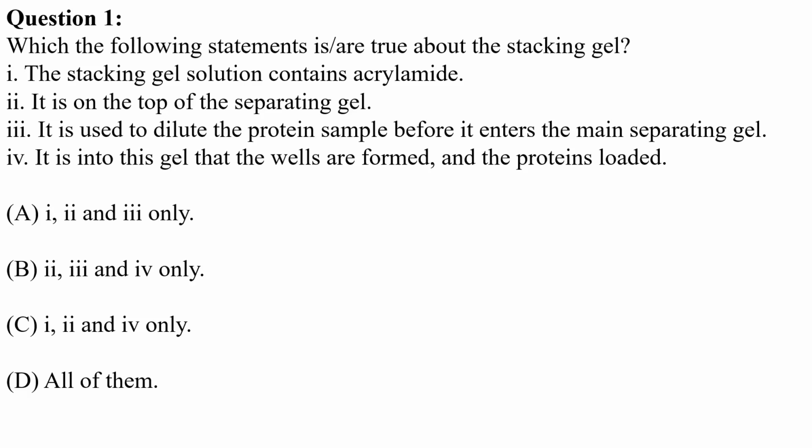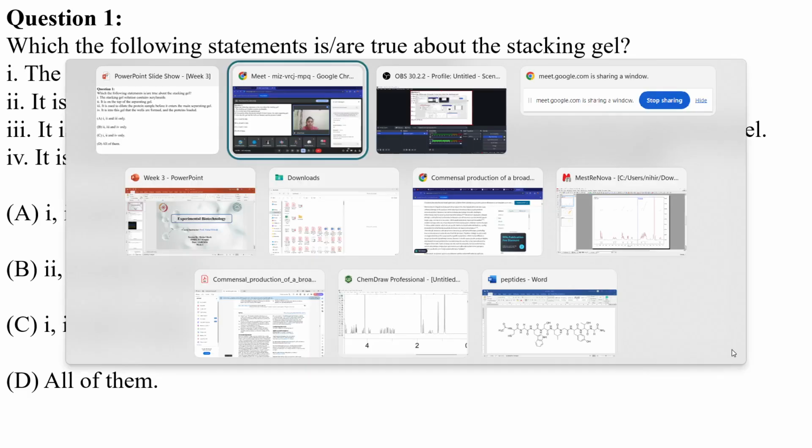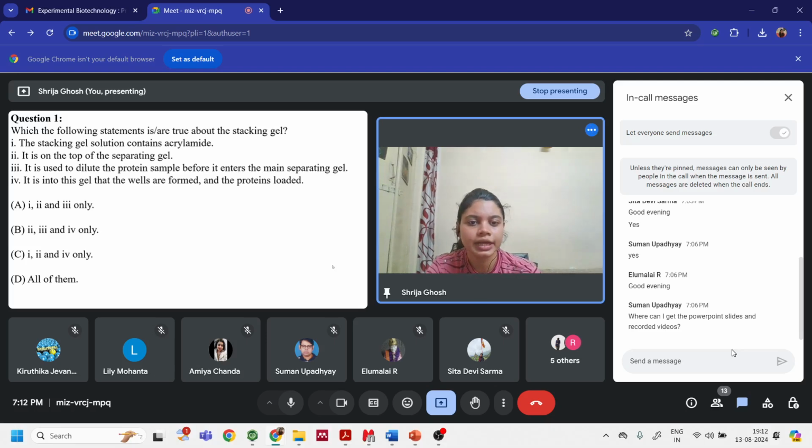Okay, so starting with the first question, which of the following statements is or are true about the stacking gel? The stacking gel solution contains acrylamide. It is on top of the separating gel. It is used to dilute the protein samples before they enter the main separating gel. It is into this gel that the wells are formed and the proteins loaded. So what would be the correct answer? Anybody who knows the answer can type in the chat box.